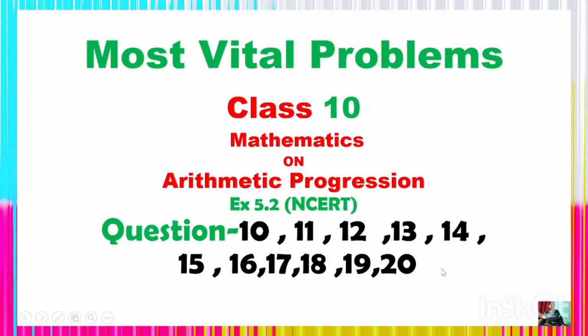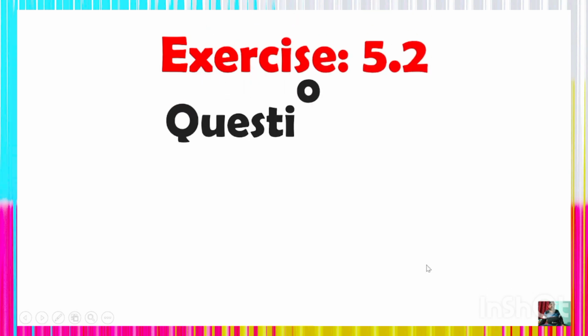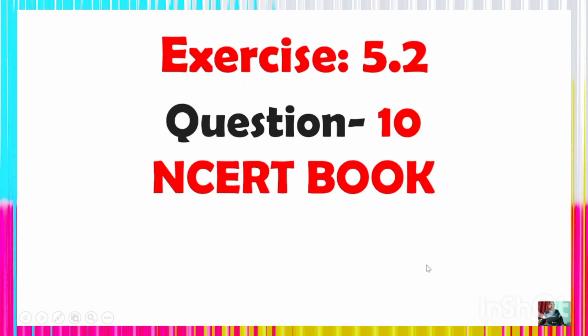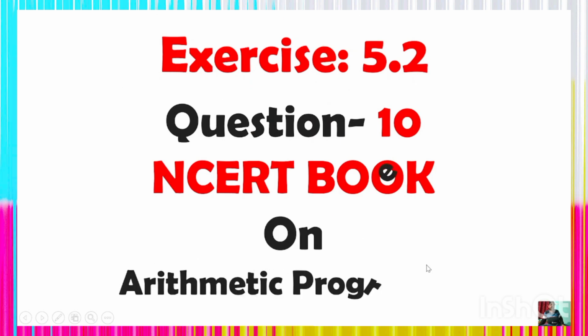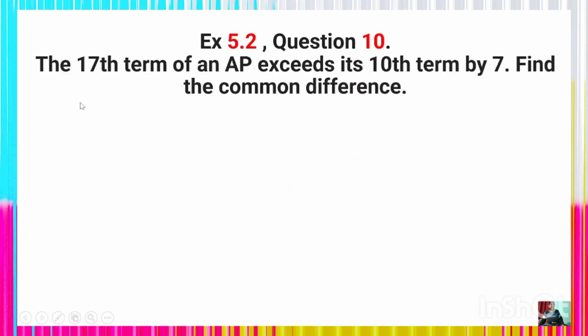Understand? So look at the problem here, exercise 5.2, question number 10 of the NCERT book, based on the concept of arithmetic progression. The 17th term of an AP exceeds the 10th term by 7. Find the common difference. This is one of the simple and fundamental problems I am going to discuss.